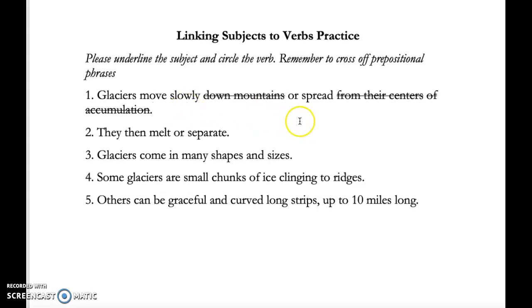So now I'm going to think, well, what am I talking about? And the answer is I'm talking about glaciers. So I'm going to underline the word glaciers, and then I'm going to say, what do glaciers do? Well, they move, right? That's an action. You're going to be circling the verb, but of course I can't circle on the screen, so I'll be using italics, move.